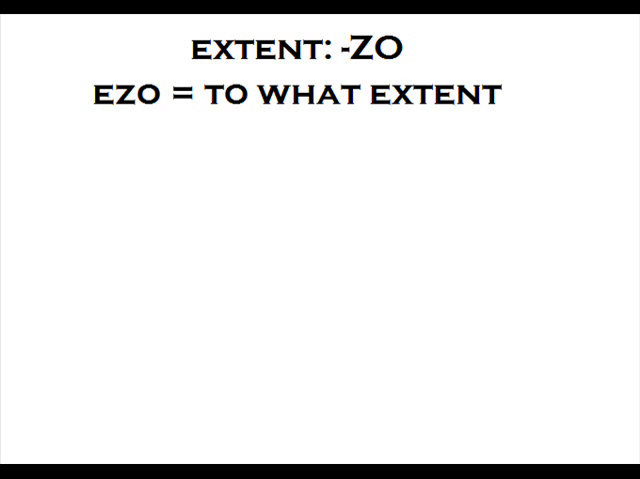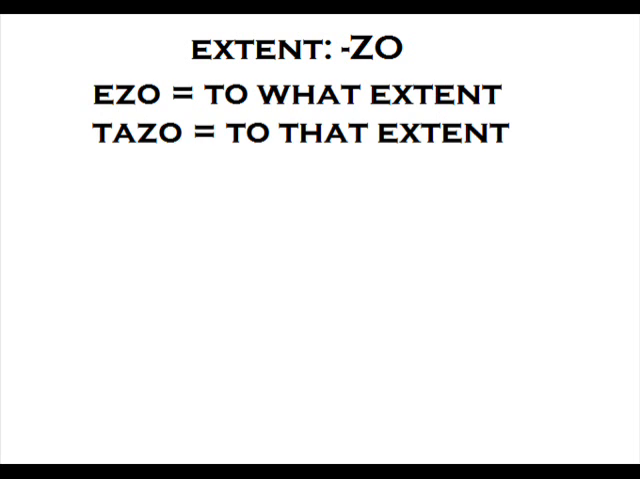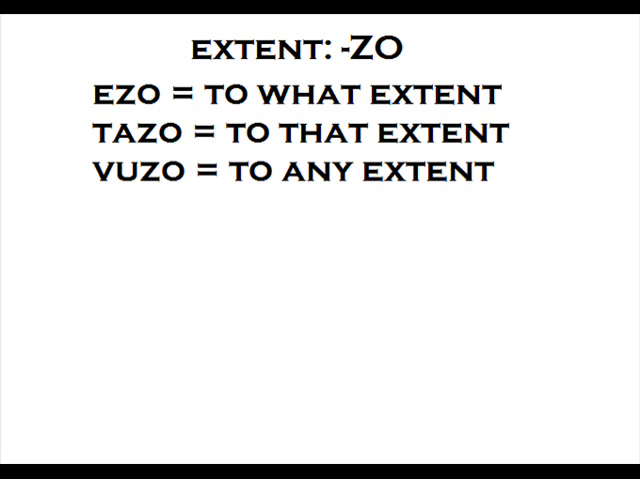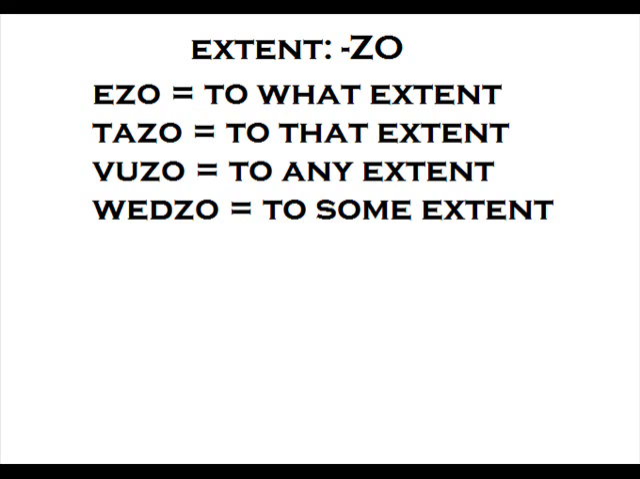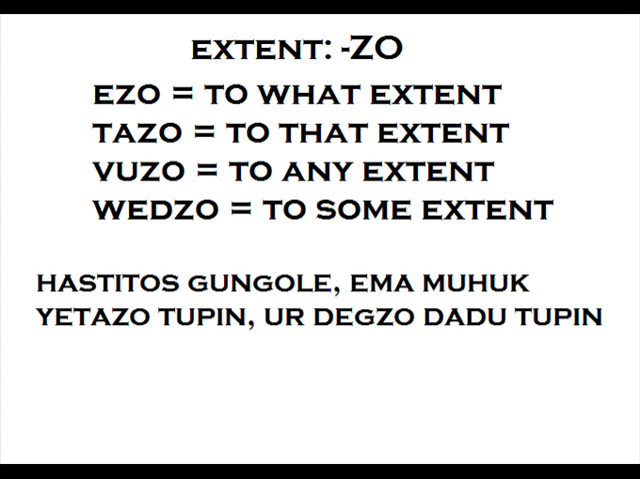Finally, it's time to introduce the final correlative suffix, zo. Correlatives with this suffix indicate an extent of an adjective or verb. So we'd have ezo, to what extent? Tazo, to that extent. Vuzo, to any extent. Wedzo, to some extent, and so on. For example, Hastitos kun golle, amamuhuk yetazo tupin, or degzo dadu tupin. I want a rock which is this big and no bigger. Note that there is an implied Oski tama at the end of the sentence that need not be said.